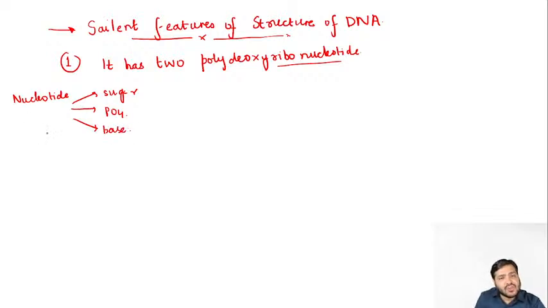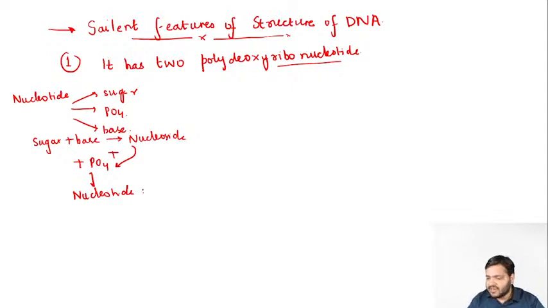Remember that sugar and base together form the nucleoside, and if we add a phosphate group to the nucleoside, we land up with the formation of a nucleotide. I have already discussed the structure of the nucleotide. And remember that DNA has two polydeoxyribonucleotide strands.